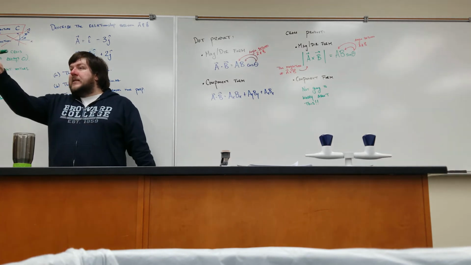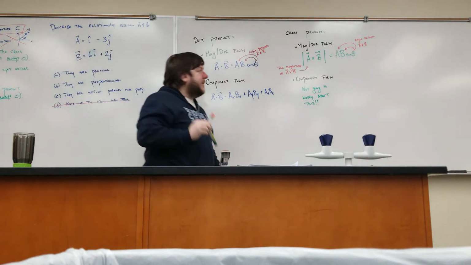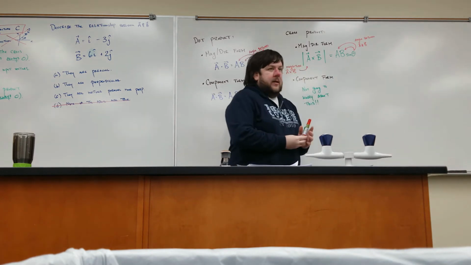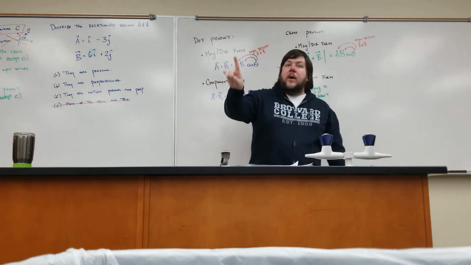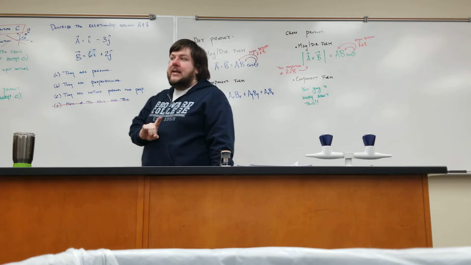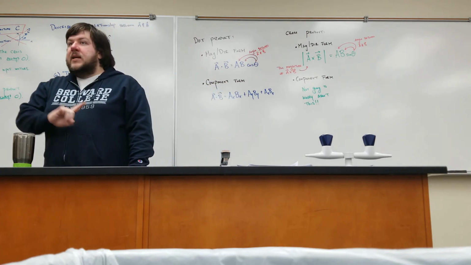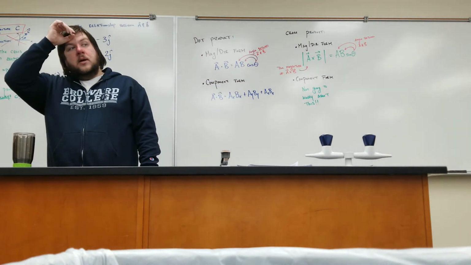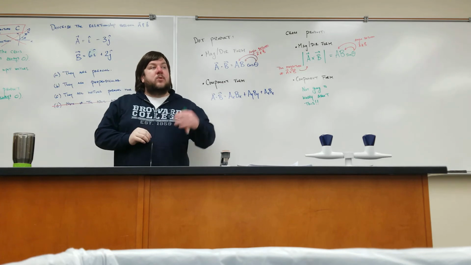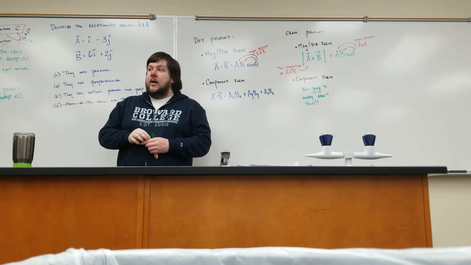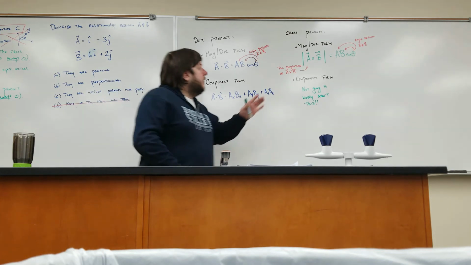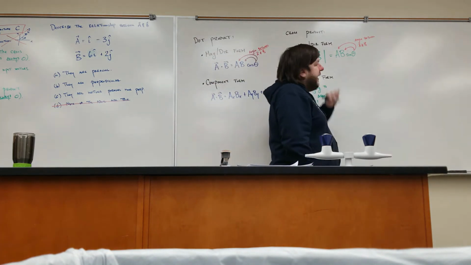If they're perpendicular, then that angle is 90 degrees. And what's sine of 90? 1. What is the largest value that sine can get? Can sine get any bigger than 1? No. Sine is going to be between 0 and 1. Okay? So the cross product likes perpendicular vectors.